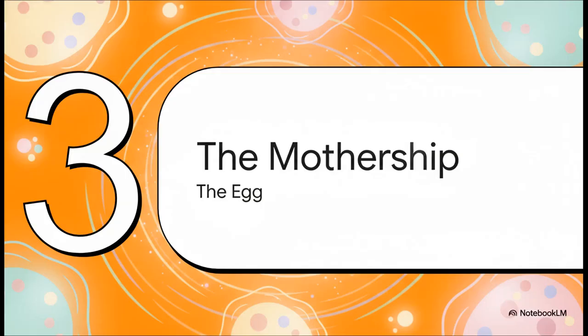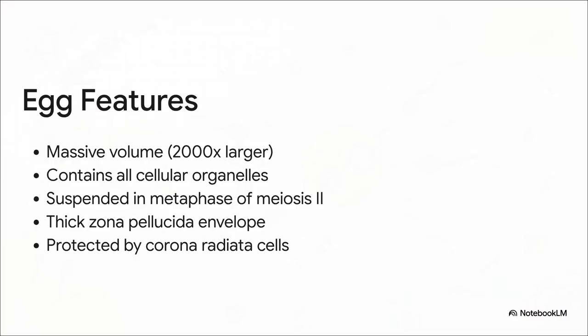Part 3. The egg. The mothership. Now let's look at the female gamete, which takes the exact opposite evolutionary strategy to ensure survival. The egg relies on its massive volume. Because it has to support the developing embryo for nearly a week after conception, it's essentially a fully stocked survival bunker. It carries a huge payload of nutrients, organelles, and genetic programming.